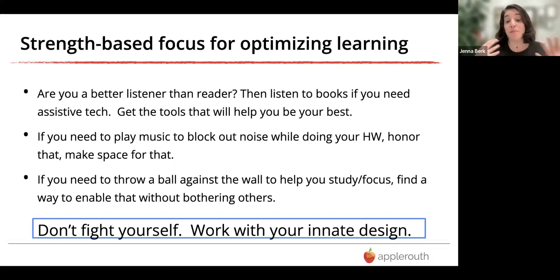If you need to throw a ball against the wall to help you study or focus, some kind of physical movement, find a way to enable that without bothering other people. Maybe don't throw the ball against the wall that happens to be connected to your sibling's room. Maybe pick a different wall. Don't fight yourself, right? Work with your innate design because you're already that way, so you might as well focus on your strengths.